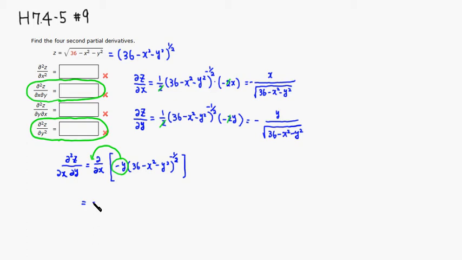So you have negative y just in front. Then we worry about taking the partial derivative of the rest of the expression. So the partial derivative of that would be negative 1/2 in front. Keep the same quantity, 36 minus x squared minus y squared, and subtract 1 from the power, so negative 3/2. Then multiply by the partial derivative of this inside function with respect to x. So that's negative 2x.